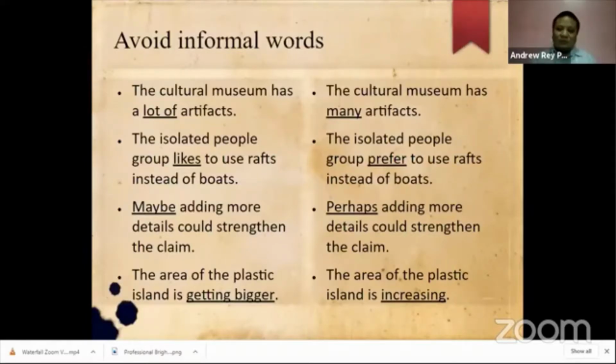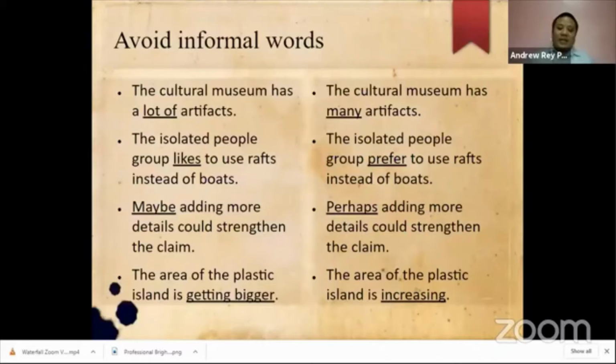So you need to avoid informal words. A lot of is an example of informal words. Cultural museum has a lot of artifacts. That's informal. So you can change that to the cultural museum has many artifacts. Another one is likes. The isolated people group likes to use rafts instead of boats. Instead of using like, you use prefer. The isolated people group prefer to use rafts instead of boats.